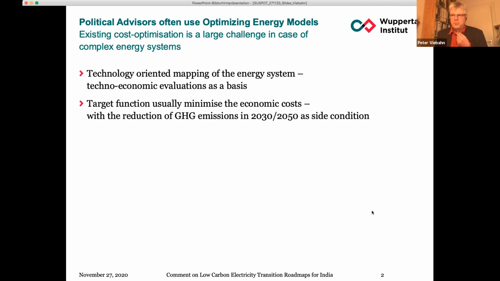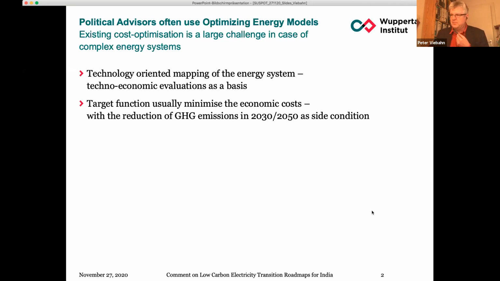And we have usually one target function. This is minimizing the economic cost, so the macroeconomic cost of a country or system. And then we have side effects. Usually we have the side condition of reducing greenhouse gas emissions by 2030, as you showed in most of your studies, or by 2050. And these are usually the basic targets of energy models.